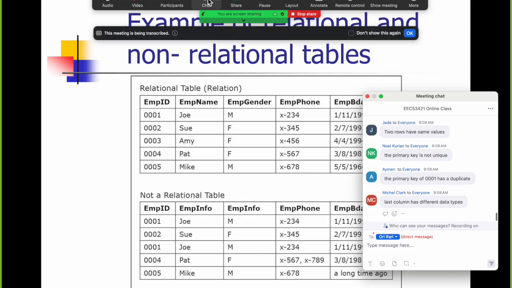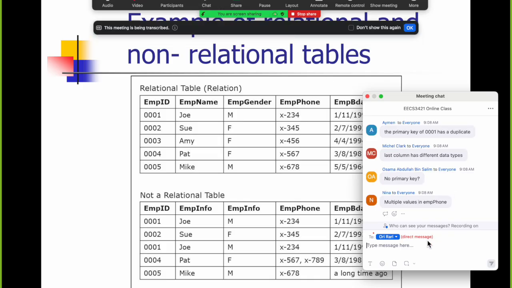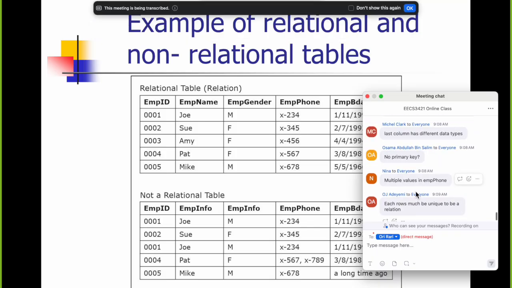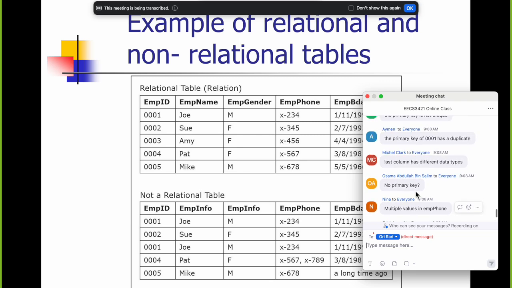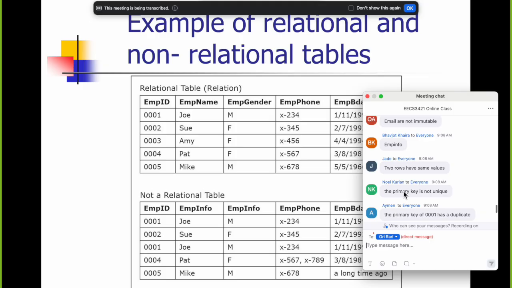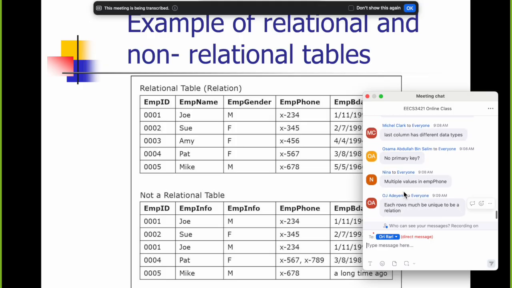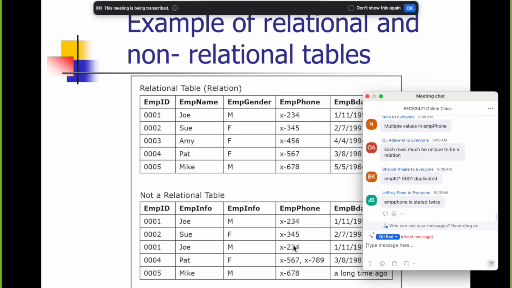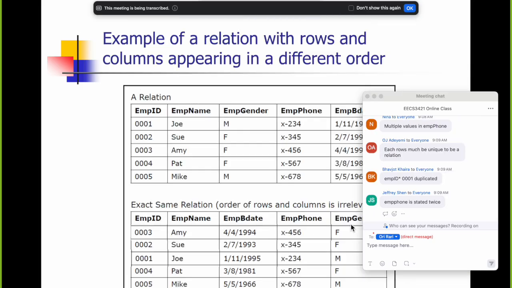Employee information. What's wrong with employee info? Yeah, we have multiple columns with the same name. Primary key is duplicated. Exactly, employee ID should be unique. Last column has different data types. Exactly. No primary key. Yep. Two rows have the same values. Yep. Each row must be unique to be a relation, employee ID duplicated. Exactly. So all of them are correct.